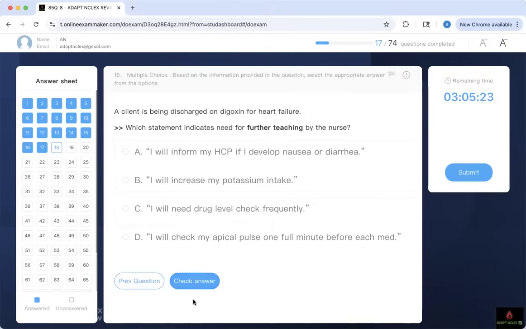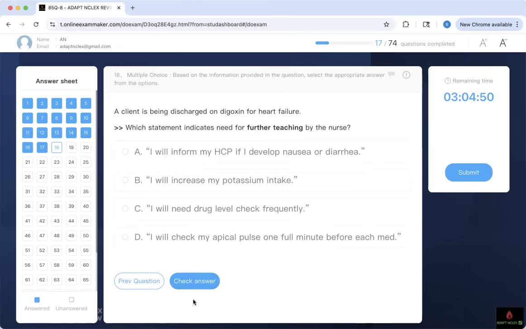Which statement indicates a need for further teaching by the nurse? Cardiology. A client being discharged home with Digoxin for heart failure. NCLEX loves cardiology, Digoxin. I will inform my healthcare provider if I develop nausea and diarrhea. I will increase my potassium intake. I will need my drug level checked frequently. I will check my apical pulse for one full minute before each dose. Digoxin, whether you like it or not, is coming.